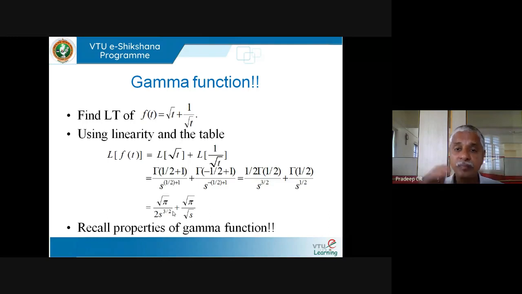You have to recall. So go home, quickly check your old notes or old textbook, whatever you want. If nothing is available, I have given enough. I will give enough web resources. Go and check on that. All these things will be readily available. So I told you how to find the Laplace transform of a function like root t plus 1 by root t. I think that finishes one part of the slide.